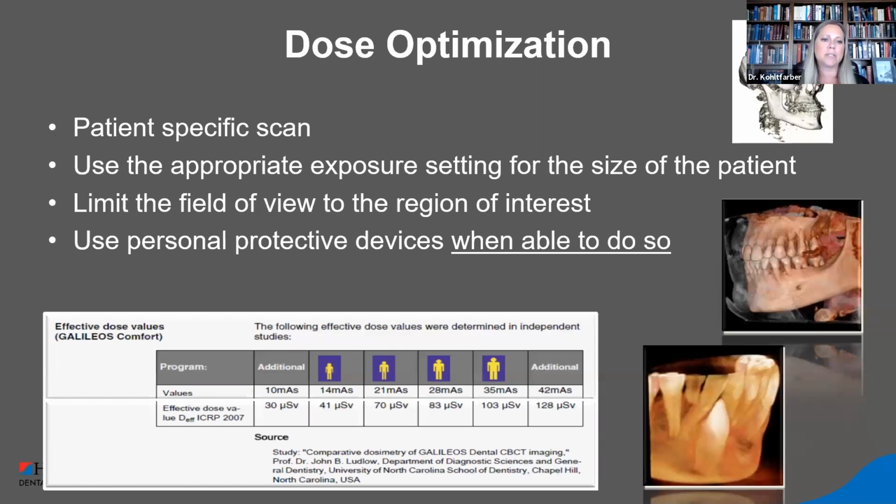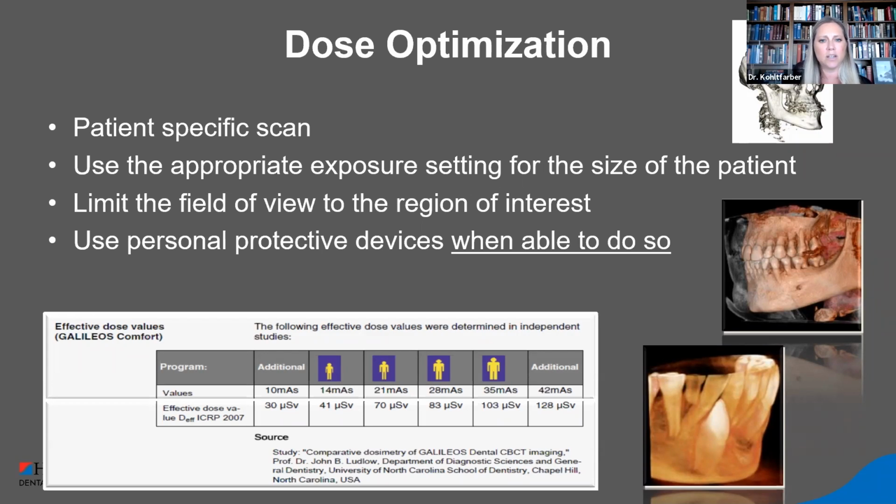So dose optimization, that's having patient-specific scans, using the appropriate exposure setting for the size of the patient. And again, sometimes we get so afraid to use that large adult setting. Don't be afraid to use that large adult setting if you need that, because overall, these machines are really very low dose units. Limit the field of view to the region of interest.